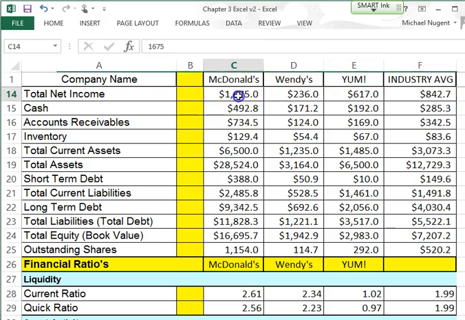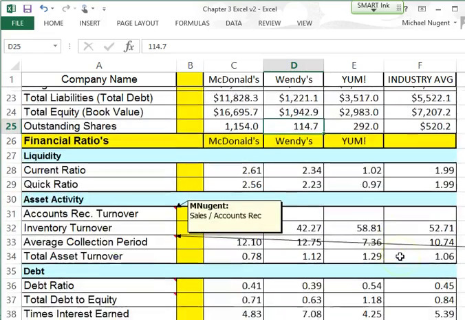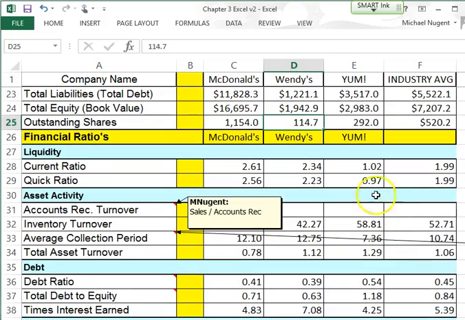So you see that McDonald's has the most income, but they also have the most outstanding shares. They have 114 million shares for Wendy's and 292 million shares for Yum. McDonald's has over 1 billion outstanding shares. So basically, even though they have the most profits, you have to share them with more people.